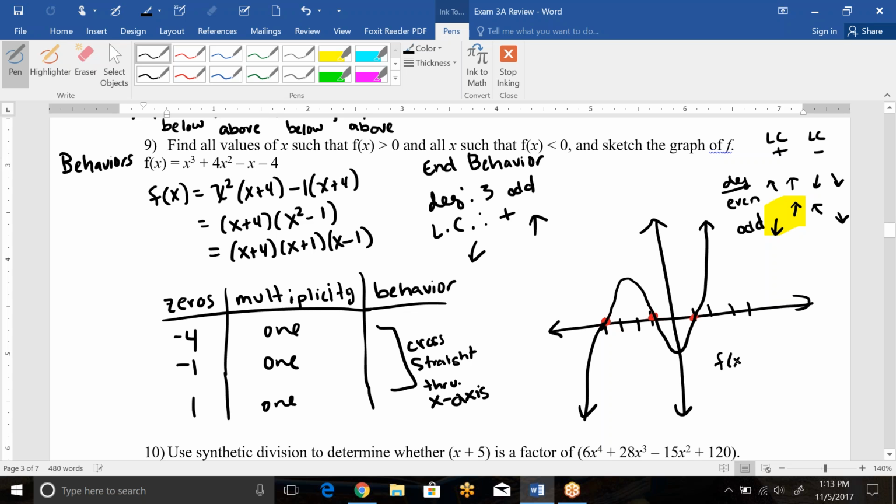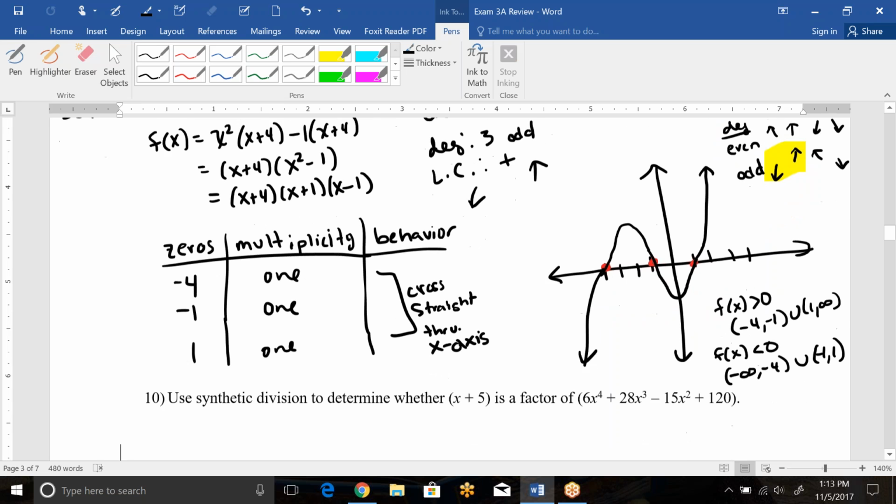So f of x is greater than 0 from -4 to -1, because that's when I'm above the x-axis, and then from 1 to infinity. And then we are below the x-axis, or less than 0, from -infinity to -4, unioned with -1 to 1. And that's the end of number 9.